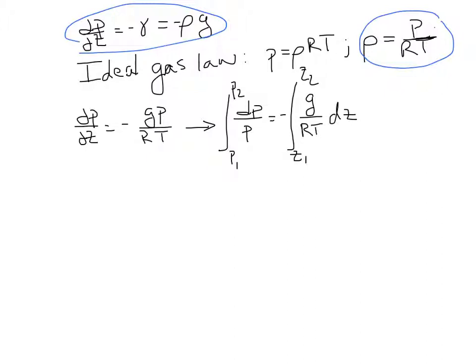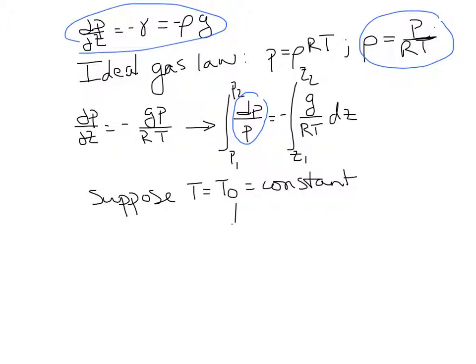Now the difference in this case is that we have the integrand on the left-hand side, instead of just being dP, is dP over P. So what we're going to get from that is the natural log of P. So let's just consider a particular case where suppose T is equal to a constant. So suppose T equals T0 equals a constant.